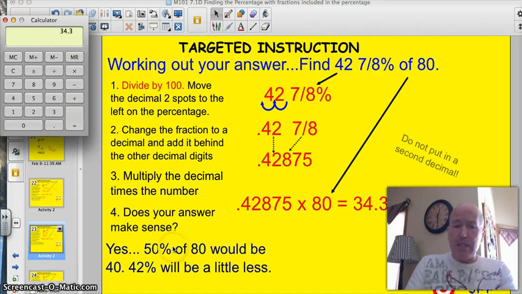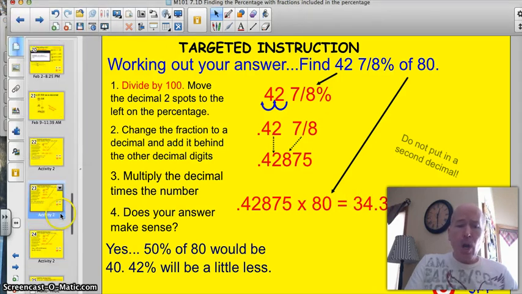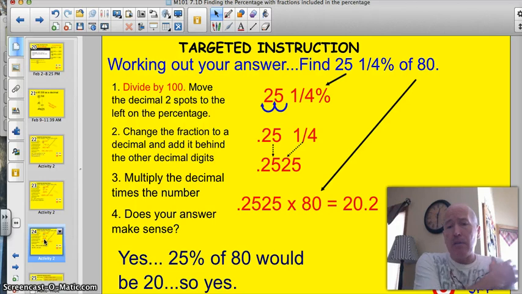Now does that answer make sense? Well, yes, because 50% of 80 would be 40. So 42% of 80 is going to be a little bit less than 40. So yeah, my answer's in the ballpark there. It makes sense. All right, one final example here.